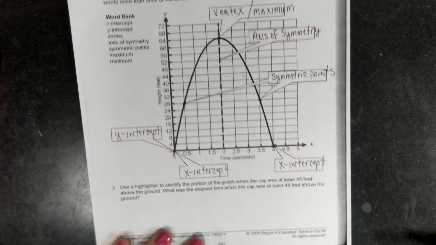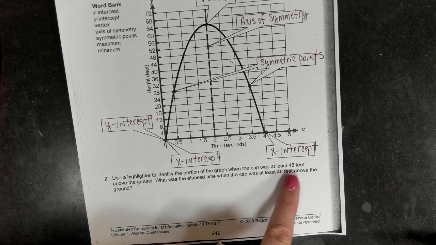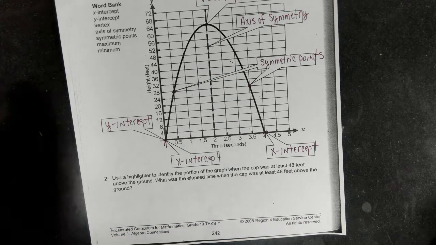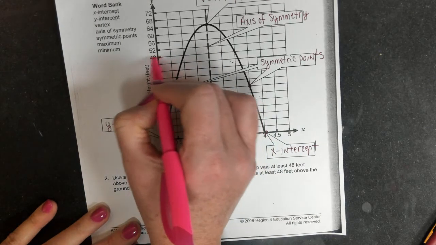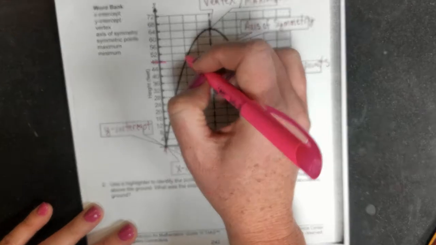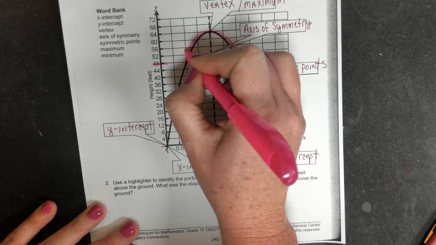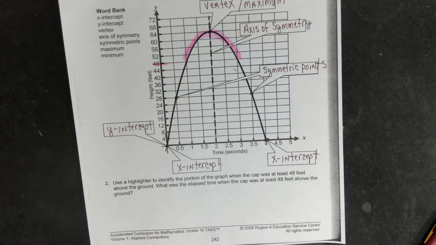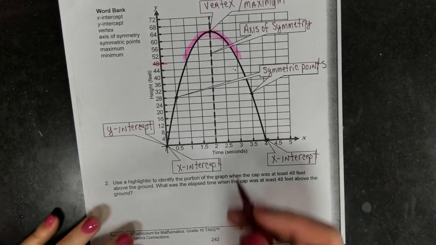It says use a highlighter to identify the portion of the graph when the cap was at least 48 feet above the ground. So looking right here, here is 48 feet. At least means that or greater. So we're actually looking at a range on the graph. And it says what was the elapsed time when the cap was at least 48 feet above the ground.